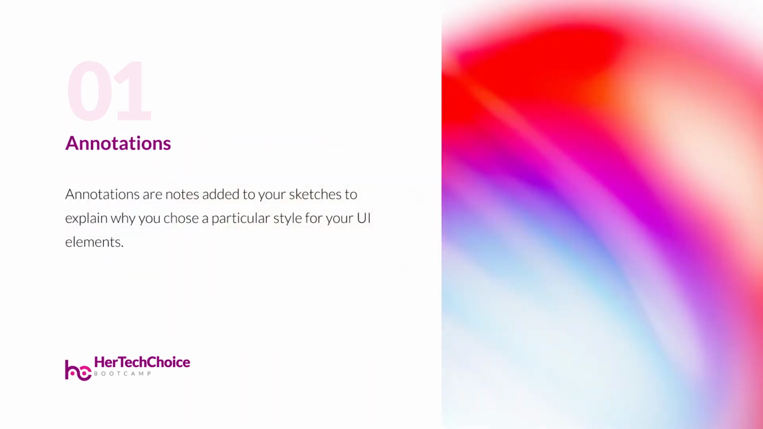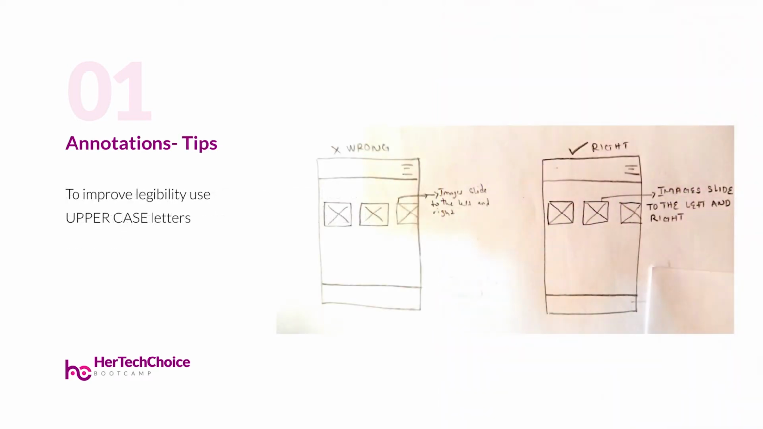So then we go to what we call annotations. Annotations are notes added to your sketches to explain why you chose a particular style for your UI elements. And I'll be giving you tips on how to make better annotations, and in general it will make your sketching a lot easier and understandable. So the first tip is to use legible text. To improve legibility, you use uppercase letters like we have on the right.